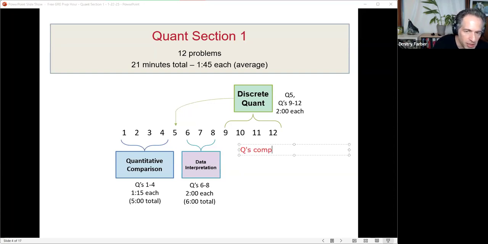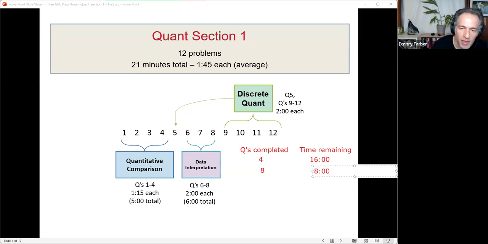So the normal benchmarks would then be, if you think about the questions completed and the time remaining, the idea would be to say, okay, after those first quantitative comparisons, want to have spent 5 minutes. You have 21 minutes for your first section, so that would mean you would want to have 16 minutes remaining. And then after the next 4 questions, which would be the first discrete quant and the data set, you'd want to have then done 8 questions. And if you're seeking a target of 2 minutes per question for those, that would be another 8 minutes. So you'd have 8 minutes remaining. And so that would be the 2 main check-ins I'd have. And of course, by the end, I'll have 0 minutes remaining at least.